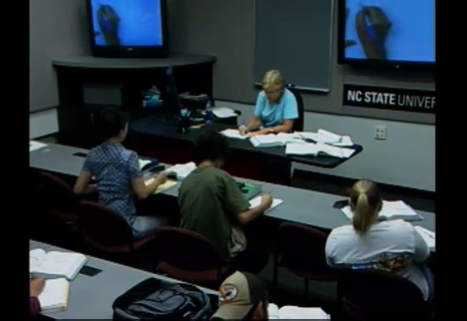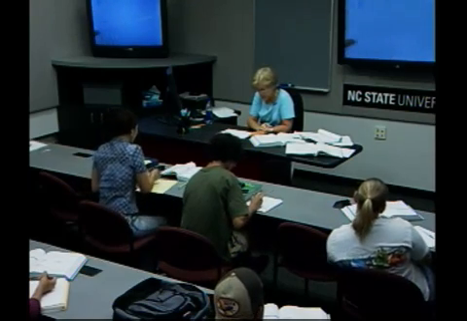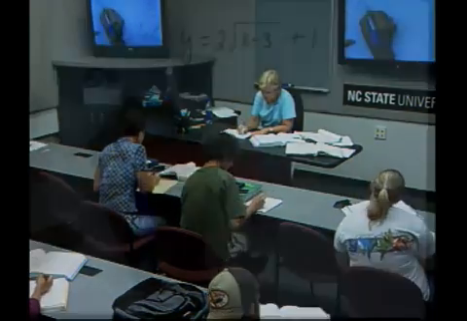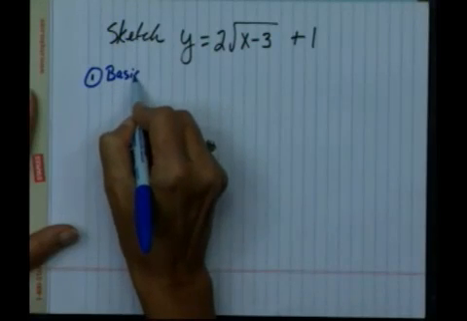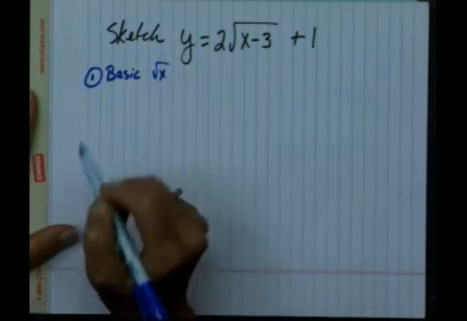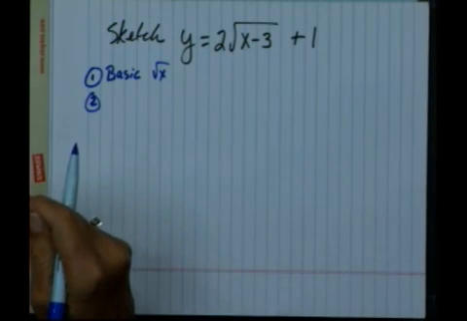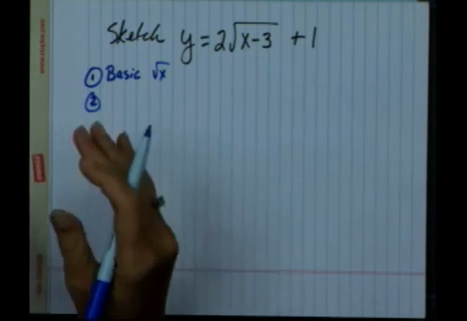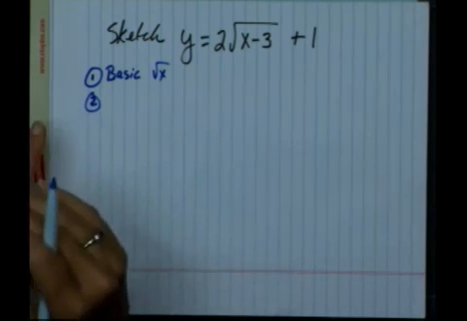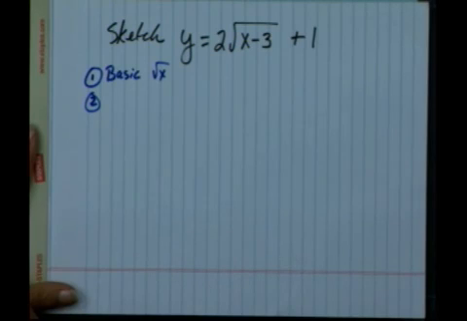Let's make a list of the things that are going on here. First of all, what's my basic? Square root. Y'all are good at that. And we're going to follow the book's lead and always talk about compressing and stretching as the next part. So what do you think in terms of compressing and stretching is going to happen?